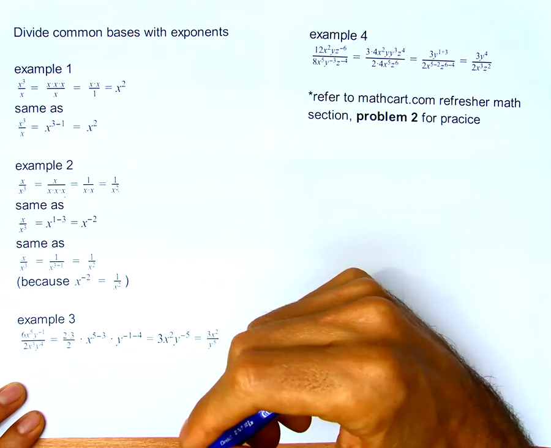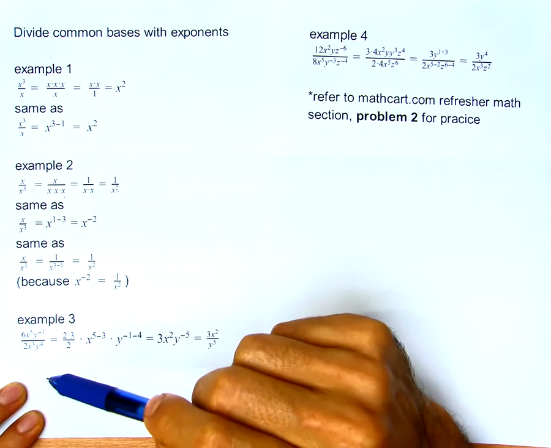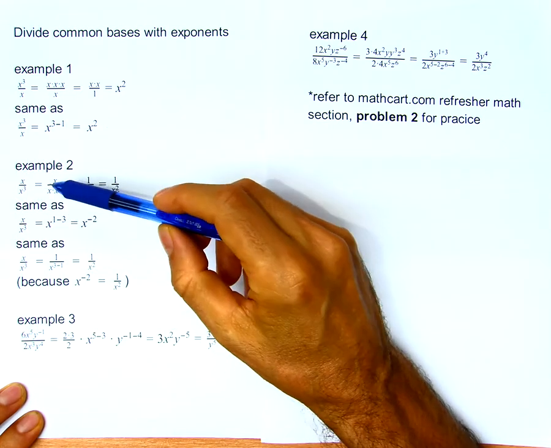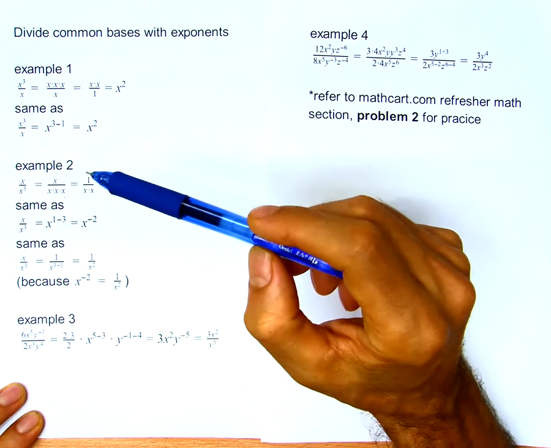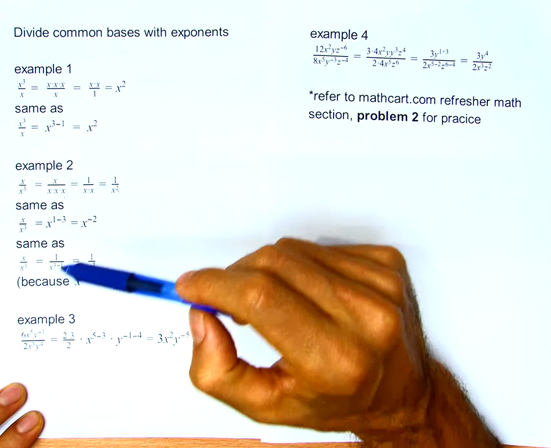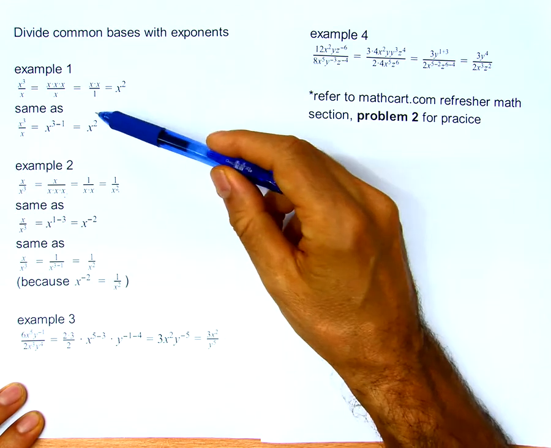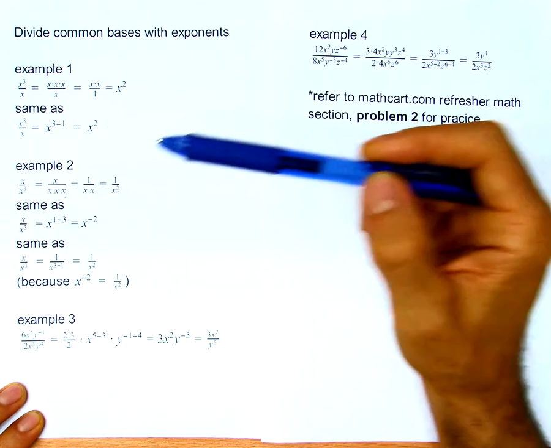Now, in example 2, I'm starting with more x's on the bottom. More x's are being divided than are on top. So I still will cut an x. An x from the top will cut an x from the bottom, leaving 2 x's on the bottom, or in simpler form, 1 over x power 2. But I'm going to apply the same idea of subtraction, and I'm going to see what the result is.